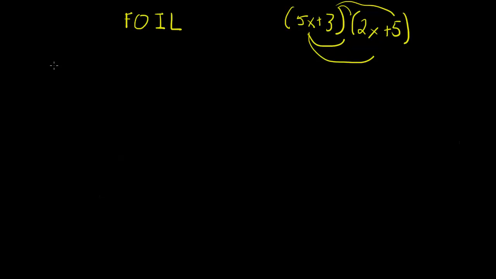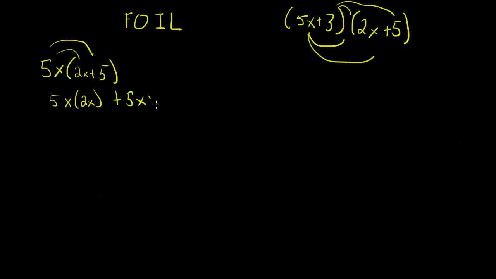That's the same exact thing as doing 5x multiplied by the whole thing, because if you distribute this 5x, you're doing the same thing. You're doing 5x times 2x, and then you're doing 5x times 5. So really, all you're doing when you do the FOIL method is you are distributing your 5x to the entire thing, and then you're distributing your 3 to the entire thing.